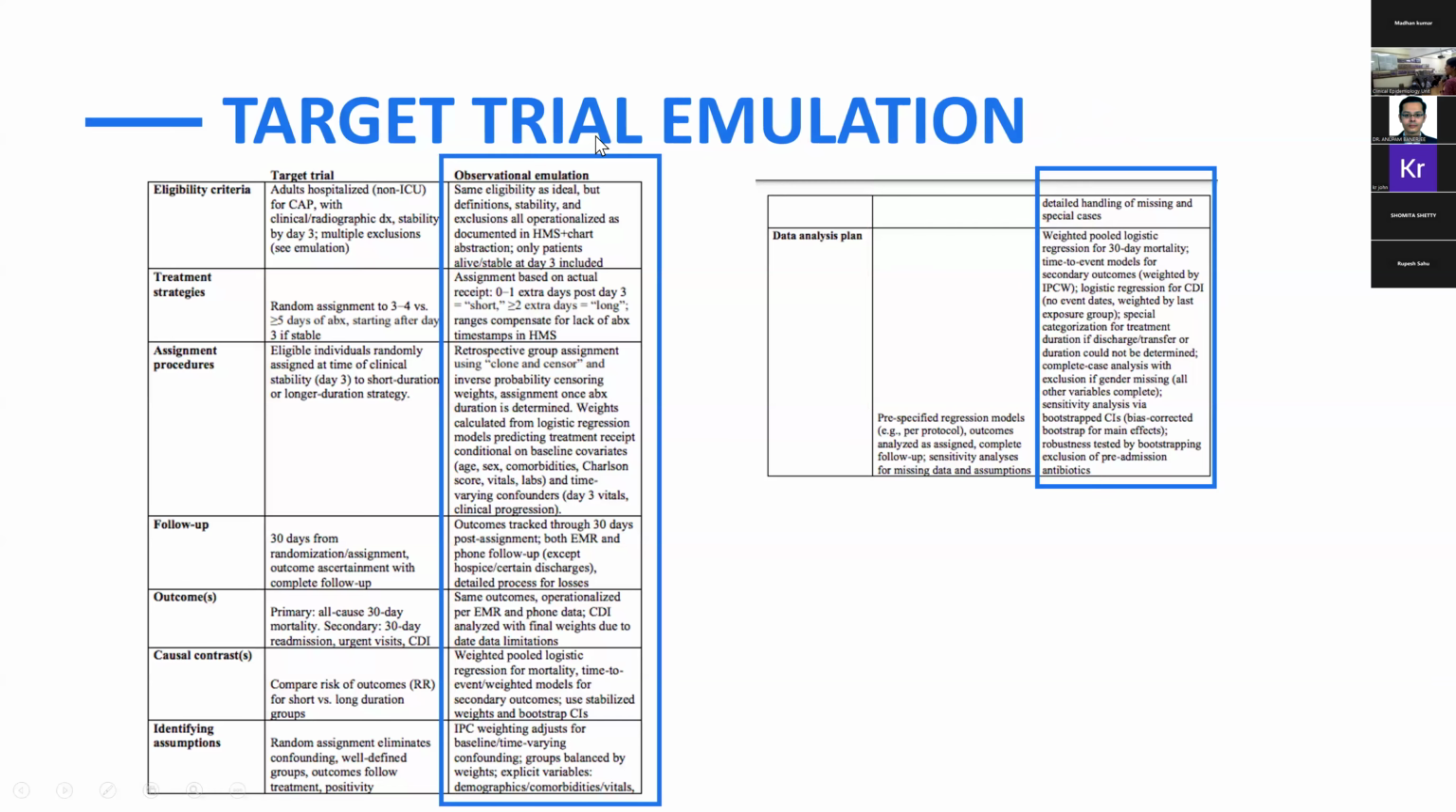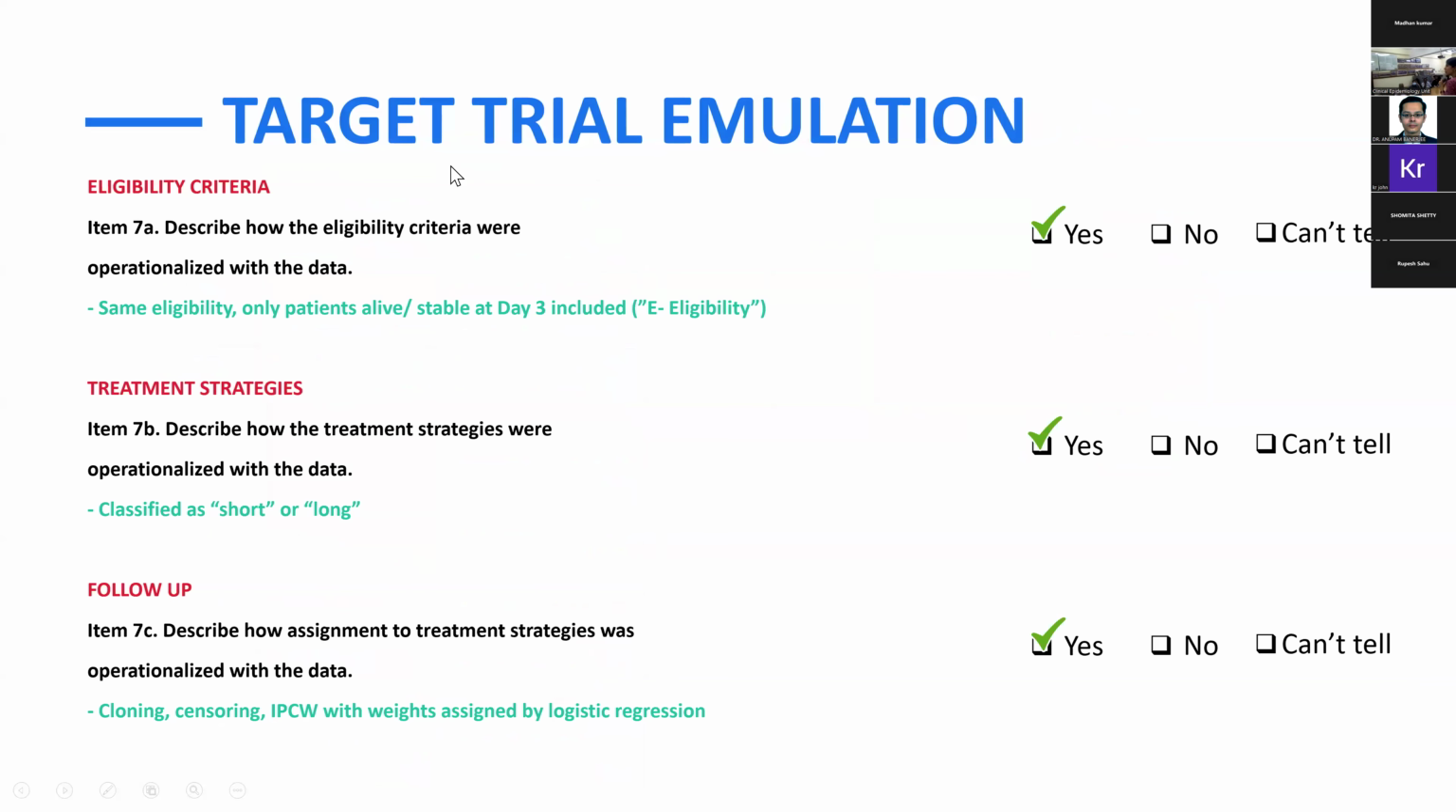Now we are going to the target trial emulation, which is the right side. In target trial emulation, we are going to ask the same questions again, but this is what they did in the real world. The first one was a hypothetical RCT. The second one is how they are using their data to fit into that framework. So how did they describe eligibility criteria? Same eligibility criteria that we specified earlier. Only patients who were alive or stable at day 3 were included.